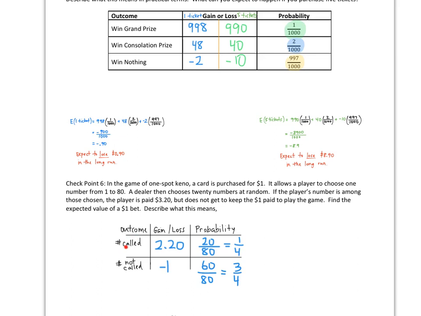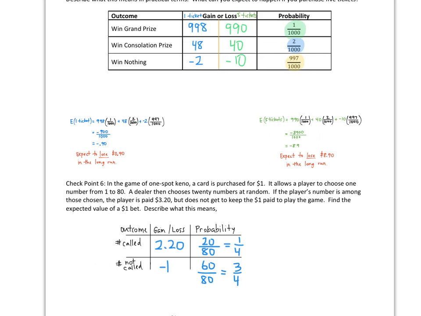So, if my number is called, I get $2.20. Remember, I get $3.20, but they keep my dollar. So I really only gain $2.20. If my number isn't called, I lose my dollar bet. Now, remember, the dealer chooses 20 numbers. So I have a 20 out of 80 chance that my number will be called. So that's a 1/4 probability. My number of not being called is the other 60 out of 80 numbers, or 3/4 probability.